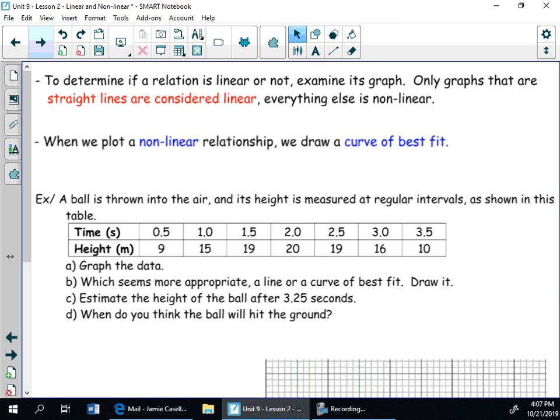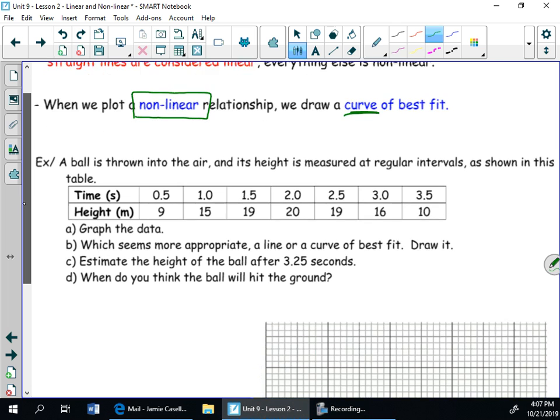Well, not every graph does that. If you make a graph that doesn't really make a straight line, it kind of curves. Well, we call those things nonlinear relations. If you have a nonlinear relation, you can't make a line of best fit because it's not a line. So instead, we're going to draw ourselves a curve of best fit. Let's take a look at one.